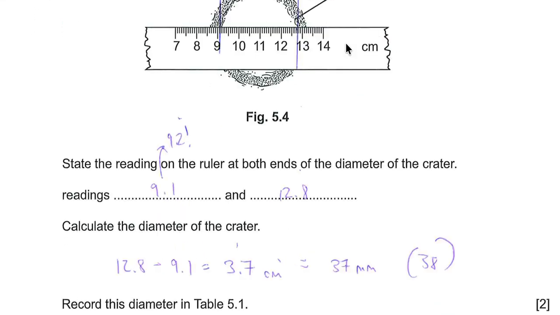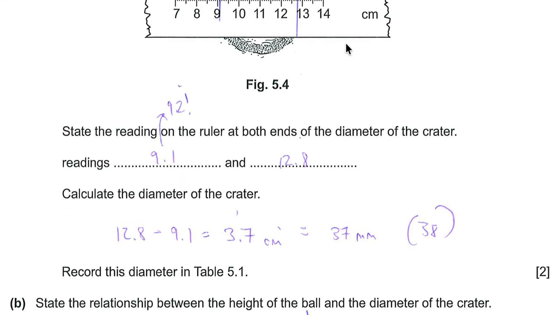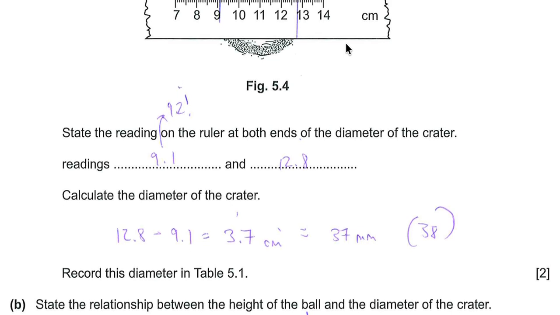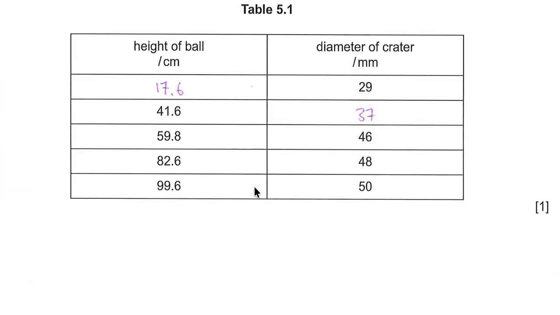Okay, so we then have the question here. Now I've noticed this has come up again and again in the most recent papers, so I really encourage students to try the most recent papers in this respect. It says state the relationship between the height of the ball and the diameter of the crater. So I'm jumping around a lot. Let's look at the data. Now for this, please do not overthink it. Overthinking will get you in trouble here.